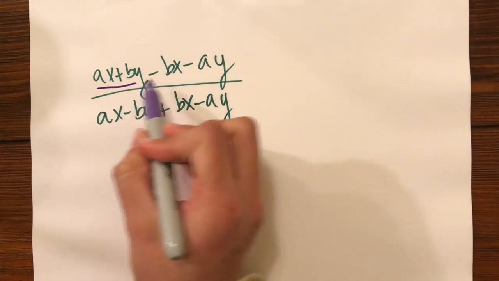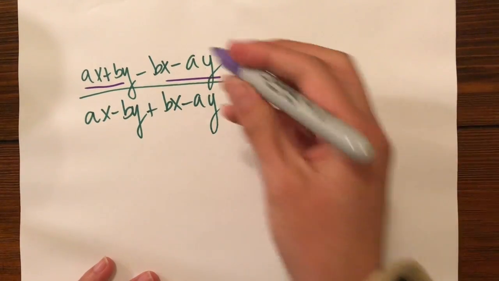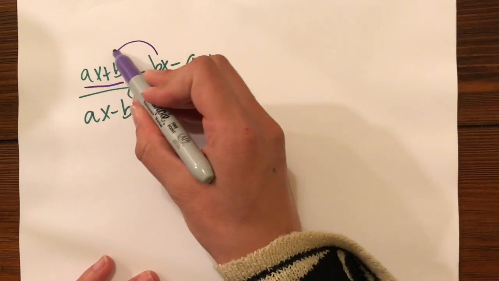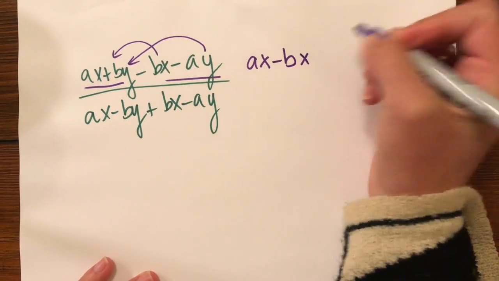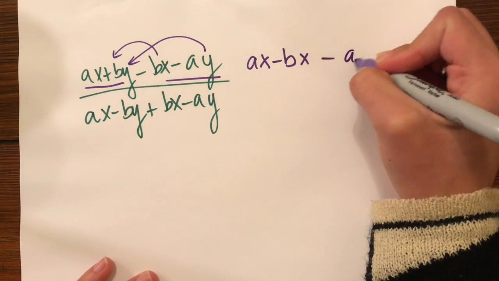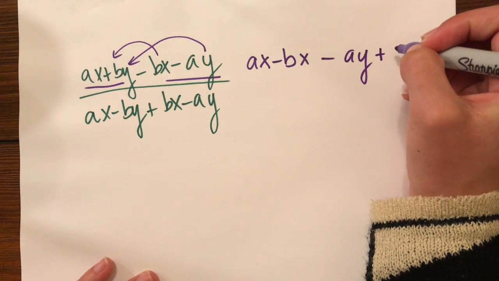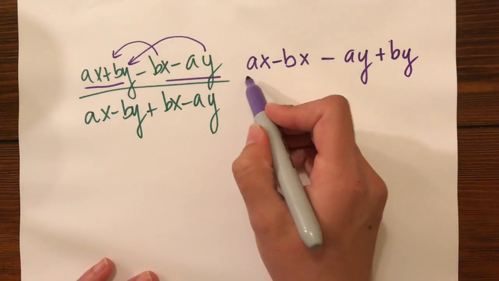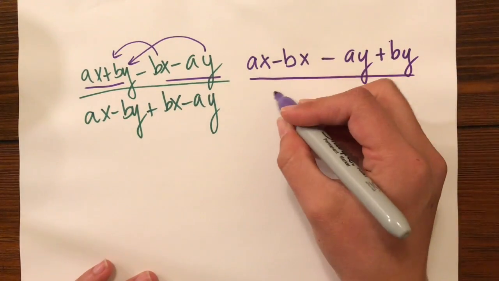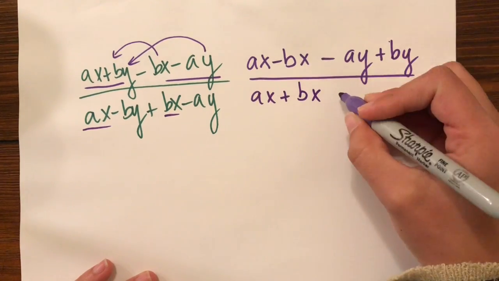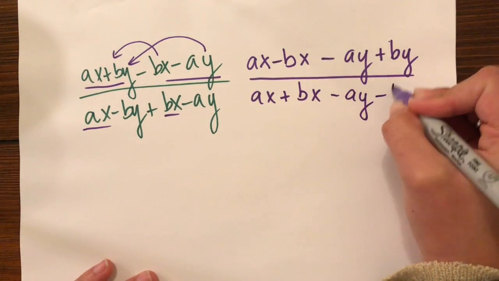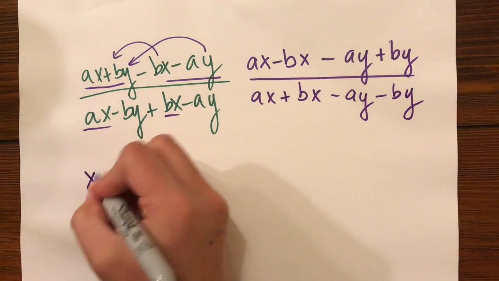Okay, so I think that I probably want to factor by grouping, but these aren't really in the right groups right now. So what I want to do is I want to move the x terms together, so ax minus bx, and the y terms together, so minus ay plus by. And then I'm also going to do the same thing with the bottom where I group the terms that are like each other. So I have ax and bx and then ay and by.